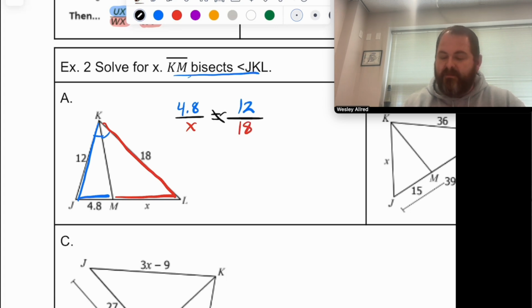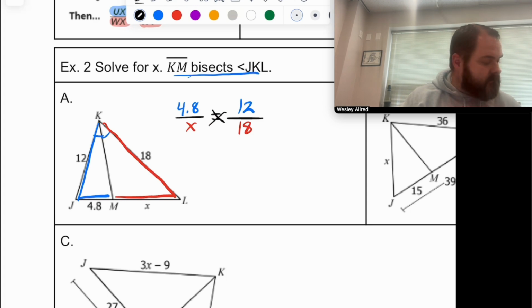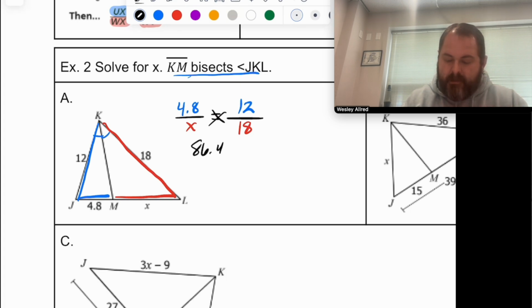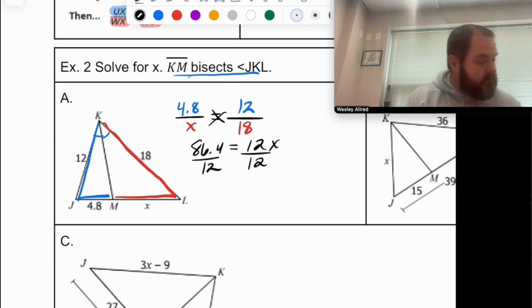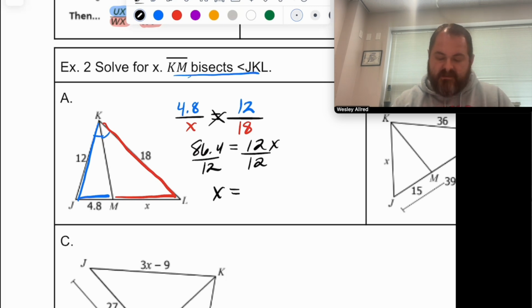And again, we have a proportion. We just cross multiply to solve. 4.8 times 18 is 86.4. That has to equal 12 times x. Now we just divide by the 12. And we get x is about 7.2.